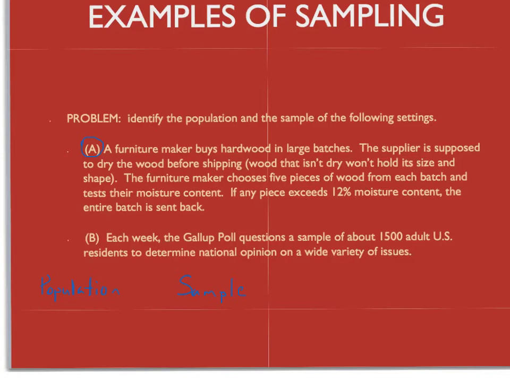Okay, we need to identify the population in problem A and the sample. Well, the population in problem A is going to be all of the hardwood in the batch. And the sample is going to be, let me make sure, the sample is going to be the 5 pieces of wood chosen.